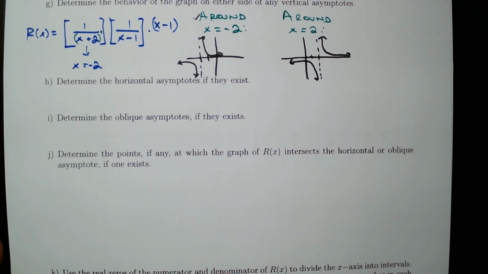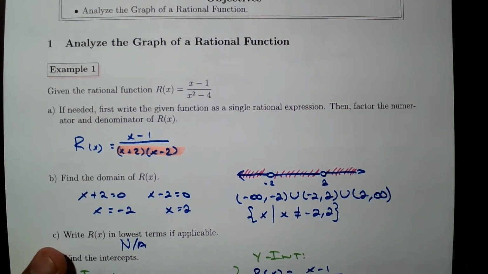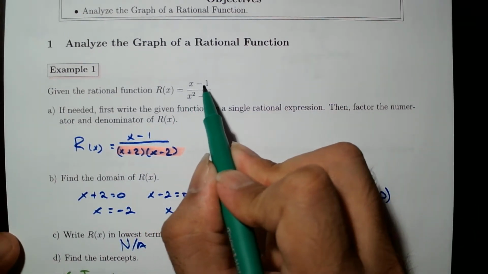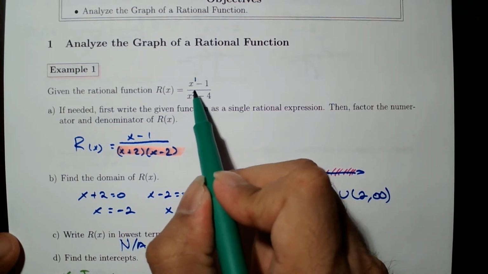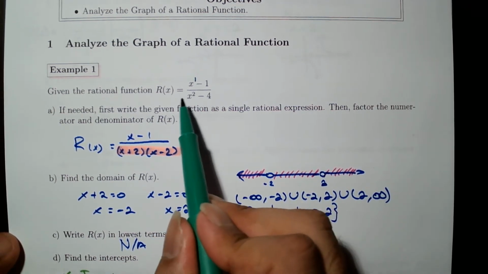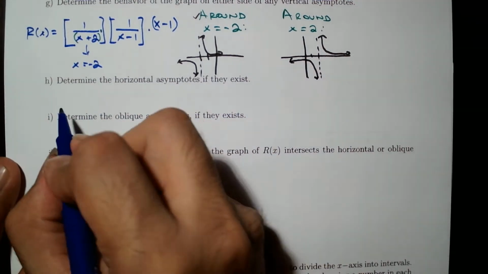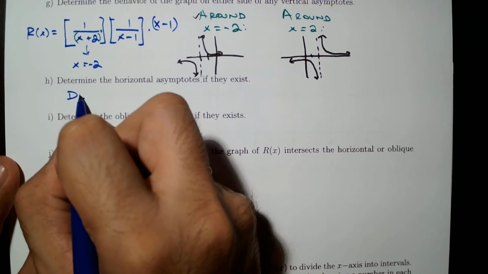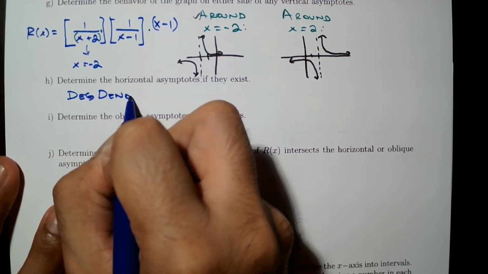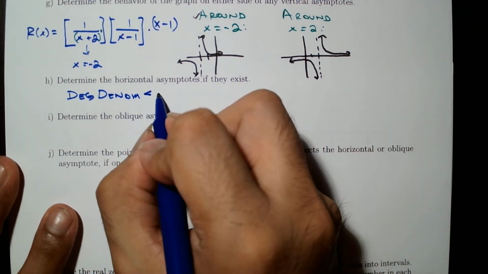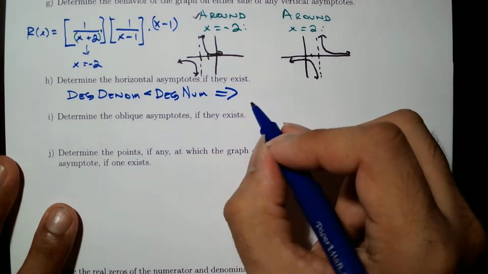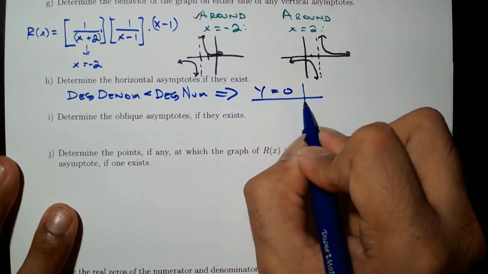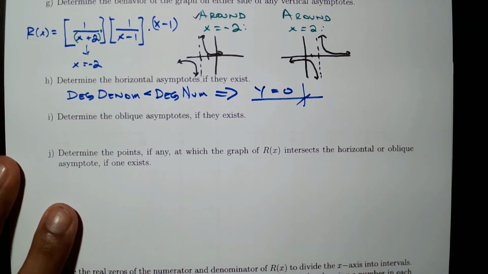All right, now let's go back to the previous page real quick. And for horizontal asymptotes, in this case, look at the degrees of the leading terms. The degree of the numerator is 1, and the degree of the denominator is 2. So the denominator degree is larger than that of the numerator, and that was the case in which the only horizontal asymptote is y equals 0. That is the x-axis.